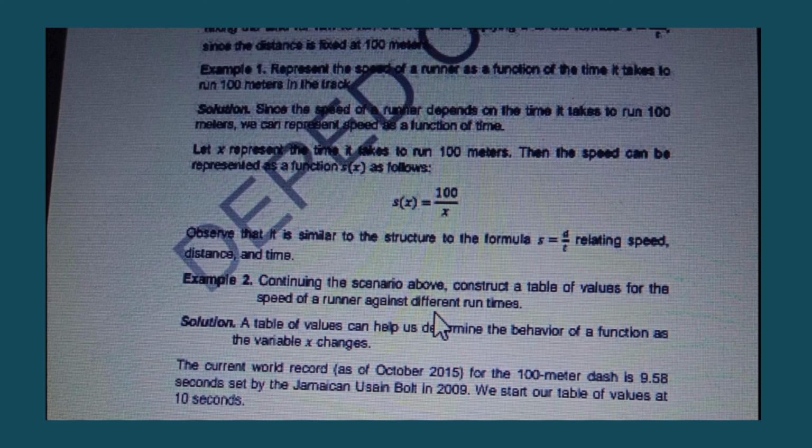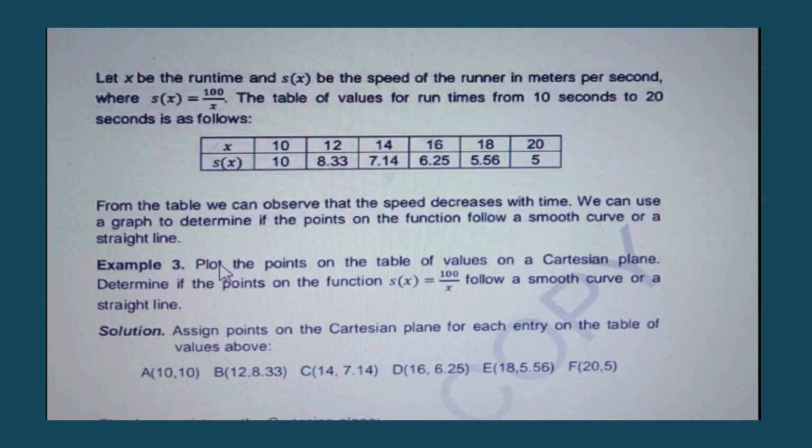As the variable x changes, the current world record for the 100-meter dash is 9.58 seconds, set by Jamaican Usain Bolt in 2009. We start our table of values at 10 seconds. Let x be the run time and S(x) be the speed of the runner in meters per second, where S(x) equals 100 over x. The table of values for run times from 10 seconds to 20 seconds is as follows.